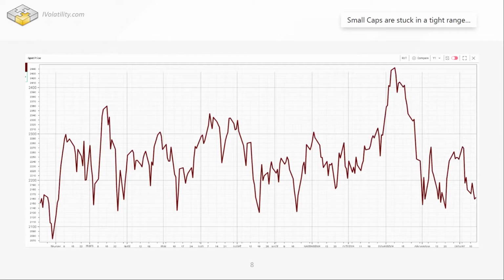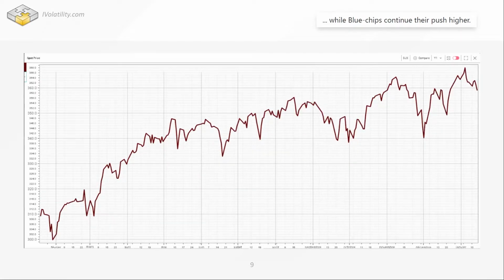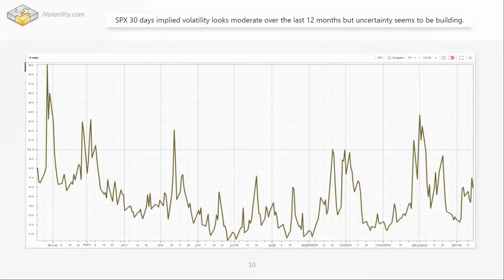If we move to the Russell, small caps in the US, quite rangy. We had this big push at the end of November, and then we just collapsed back towards the end of the year last year, and then we're still stuck around this 2100, 2350 range in the Russell. In the Dow Jones, on the other hand, we're pushing higher, and the blue chips are continuing to push higher in spot. Let's look at vol now.